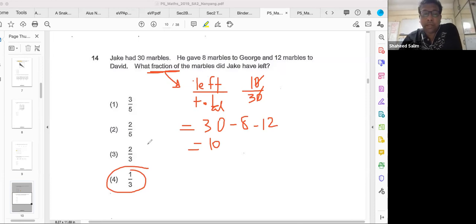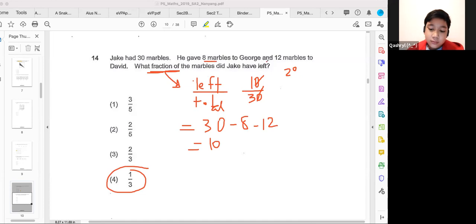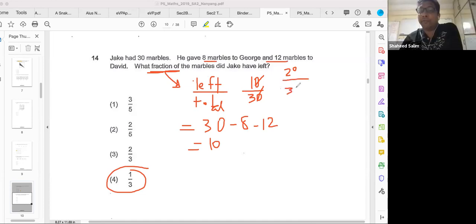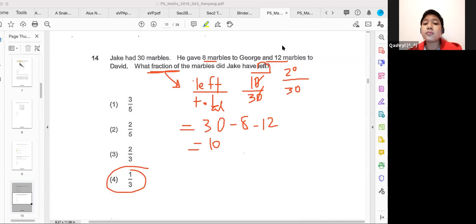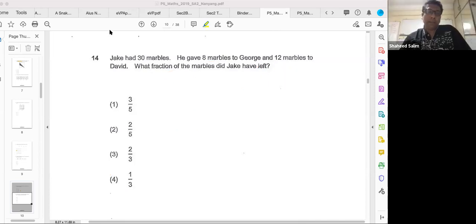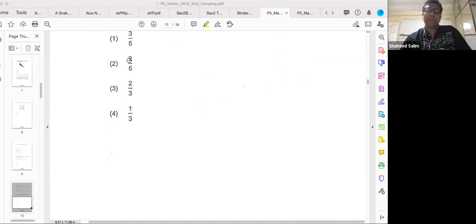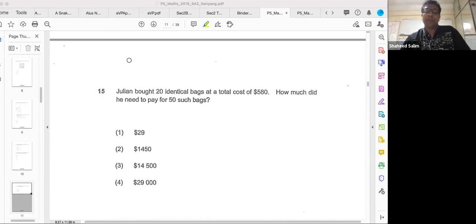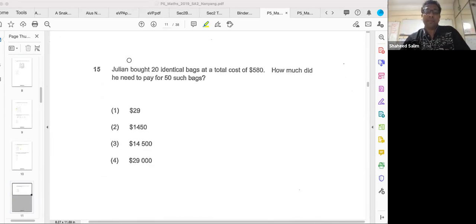What Shalina found is 20. He gave away 20 marbles. So 20 over 30 is the fraction of marbles given away, 2/3. But we are not talking about 2/3, we are talking about marbles left. Okay, question 15. Question 15 can be as tough normally in some papers as paper 2 questions. Let us see now.